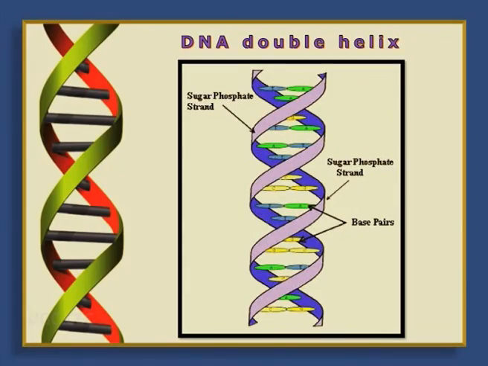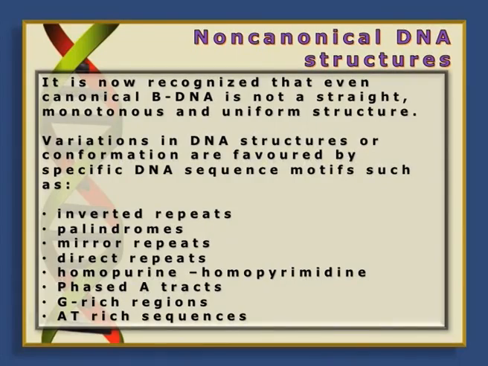Before we move into the DNA non-canonical structures, let us first examine the different kinds of DNA sequences. We know that normally the secondary structure of DNA is nothing but a linear double helical form. But in this section we will see that the DNA secondary structure deviates from its double helical form into different types. Now, when does it deviate? It deviates when the DNA sequence motifs consist of inverted repeats, palindromes, mirror repeats, direct repeats, homopurine, homopyrimidine, etc.